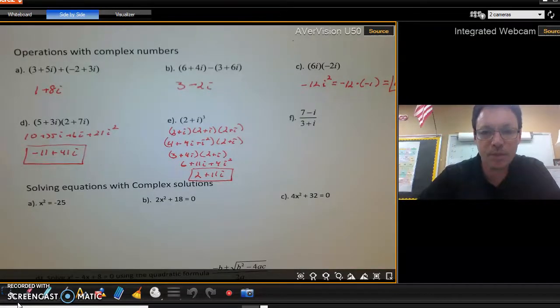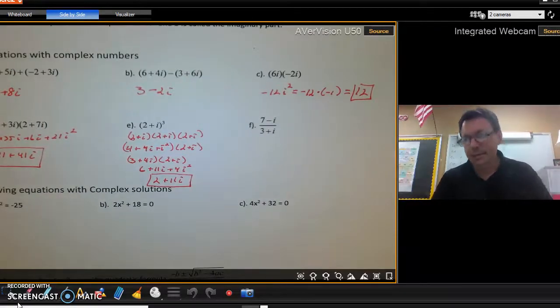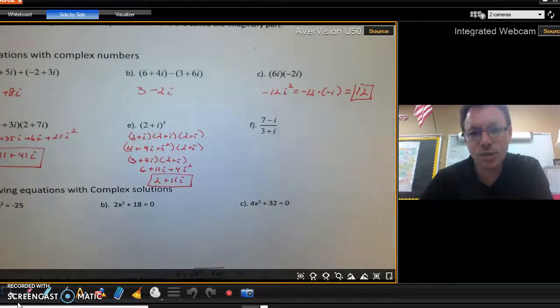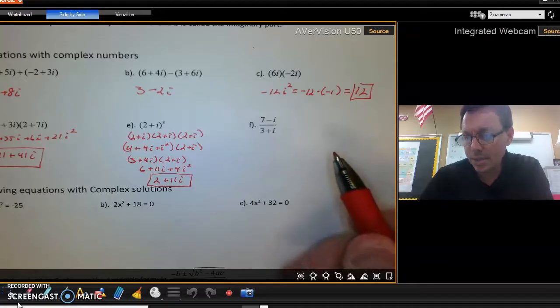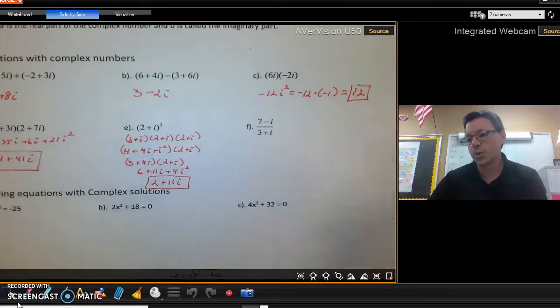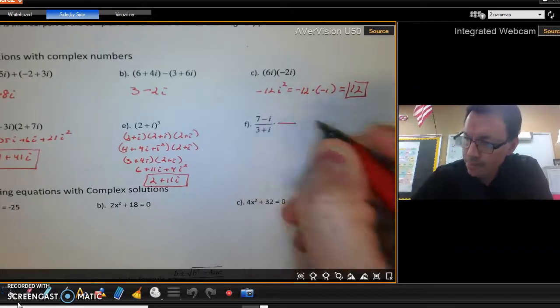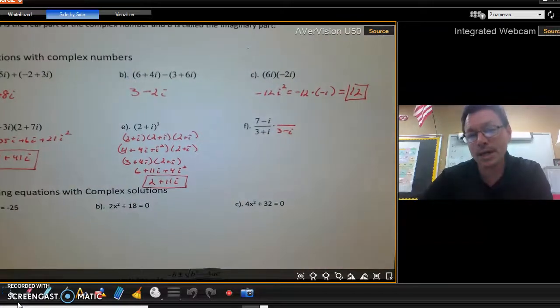All right, one more operation, dividing. Well, to divide, you don't really divide. This is a radical, okay? i is the square root of negative 1. We don't like radicals in our denominator, so what we're really going to do is rationalize this. So remember what we do. If I have 3 plus i in the denominator, I'm going to multiply by 3 minus i. I'm going to multiply by its conjugate.